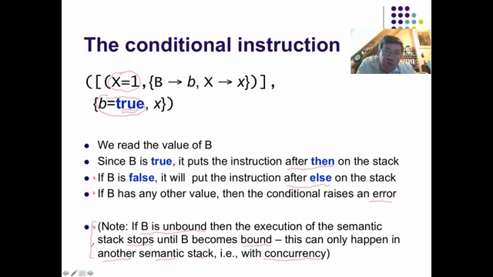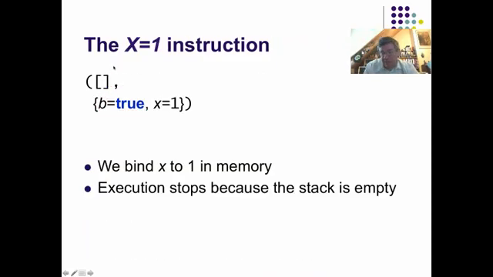I don't want to get ahead of myself because we're still going to have a few lessons on sequential execution. So the next instruction to be executed is x equal 1. We remove it from the semantic stack, and we execute it, which binds x to 1 in memory. Notice that the semantic stack is now empty. That means execution stops. We have termination of our program.